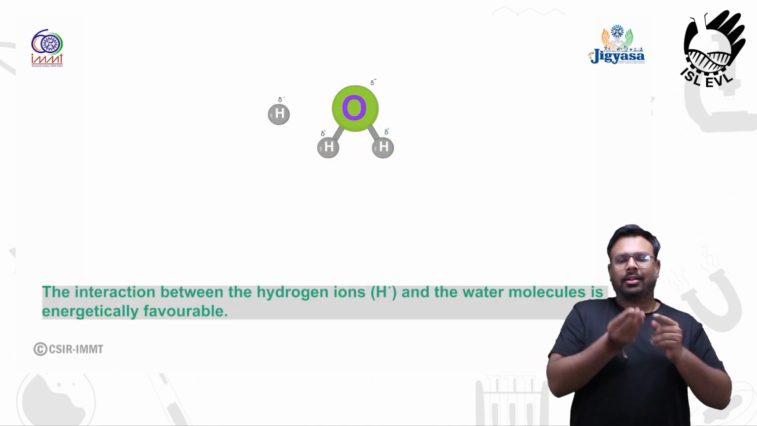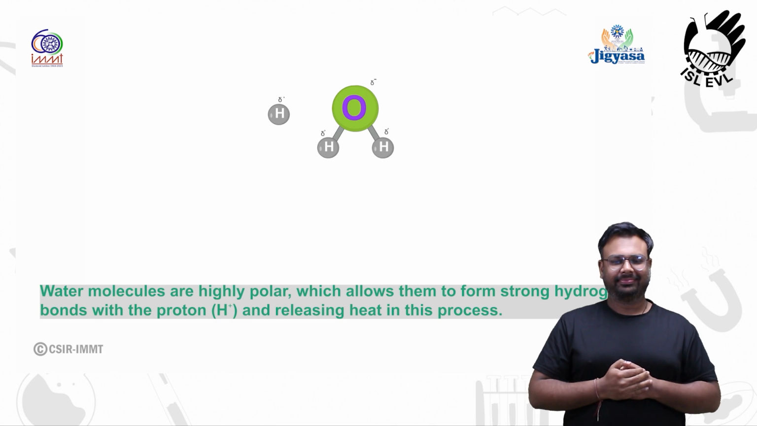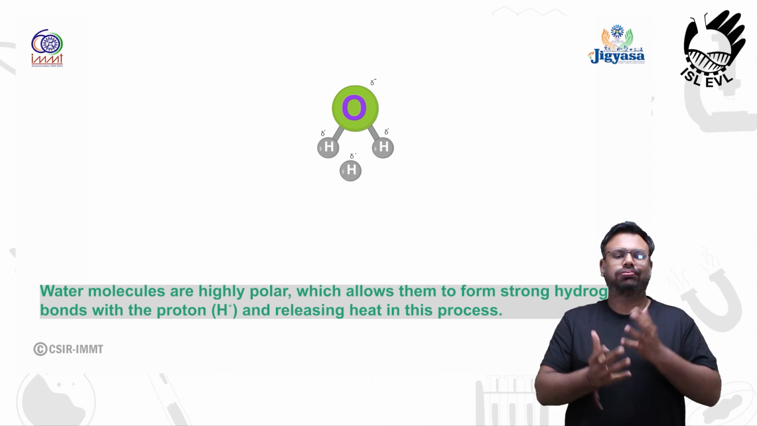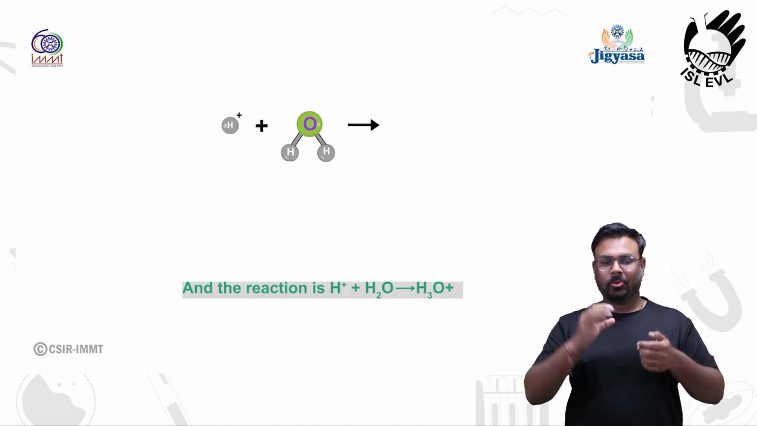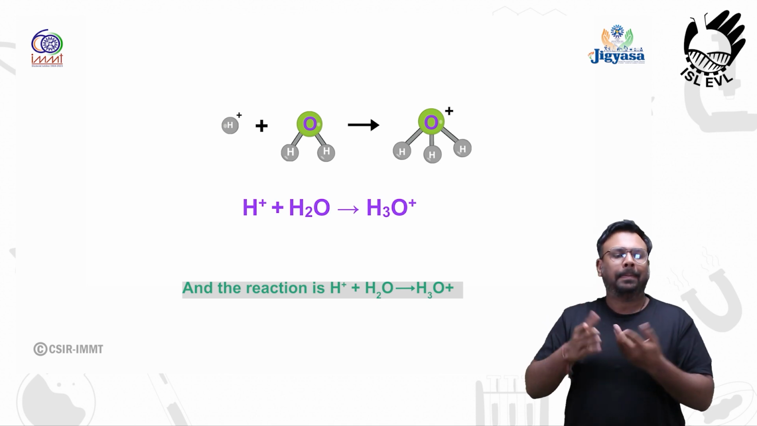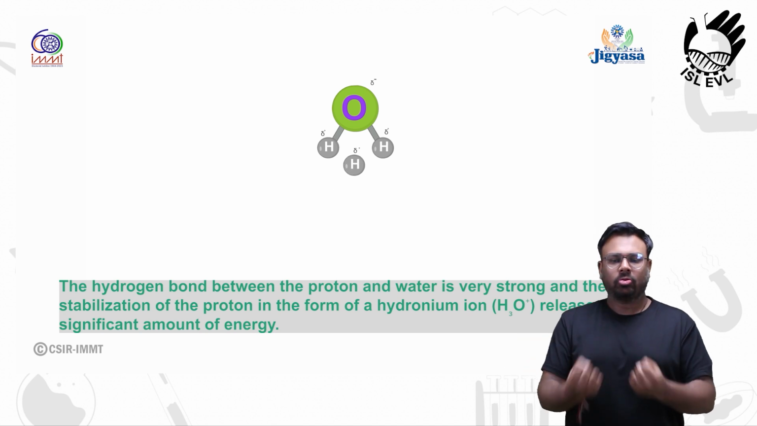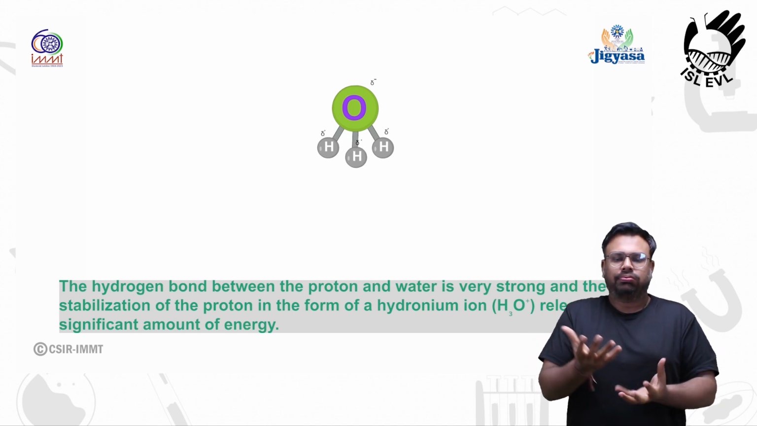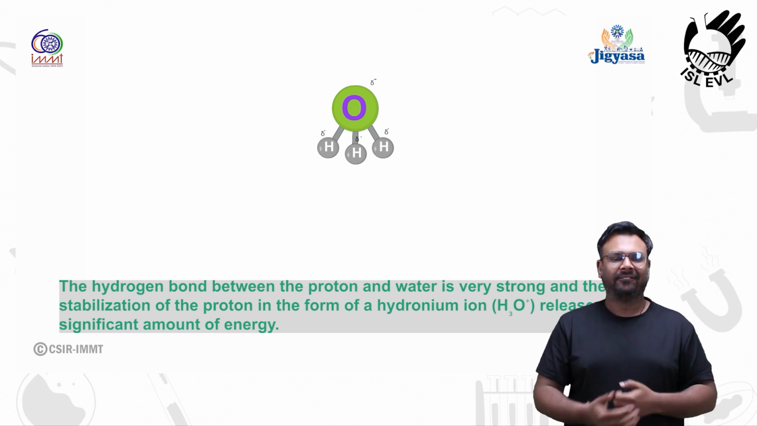The interaction between the hydrogen ions and the water molecule is energetically favorable. Water molecules are highly polar, which allows them to form strong hydrogen bonds with the proton, releasing heat in this process. And the reaction is H+ plus H2O gives rise to H3O+. The hydrogen bond between the proton and water is very strong, and the stabilization of the proton in the form of hydronium ion releases a significant amount of energy.